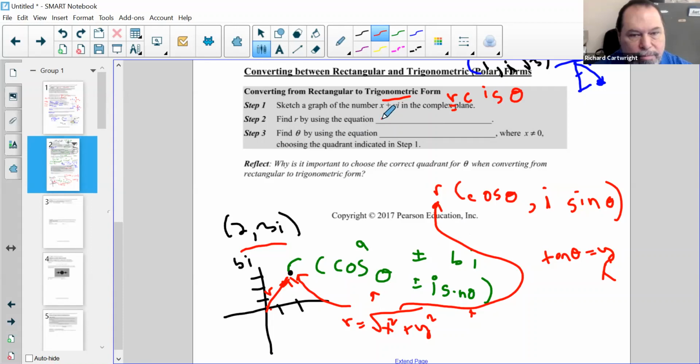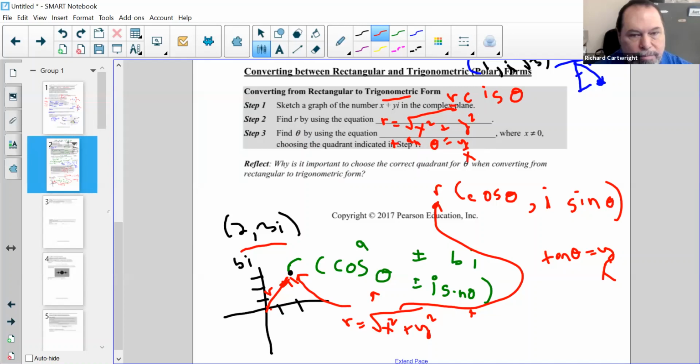Find R with the equation R equals square root of x squared plus y squared. Then we find the theta by using the equation tangent of theta equals y over x. There's your steps. I would ask if you had any questions, but you're not in here.